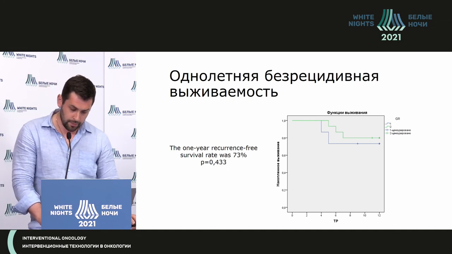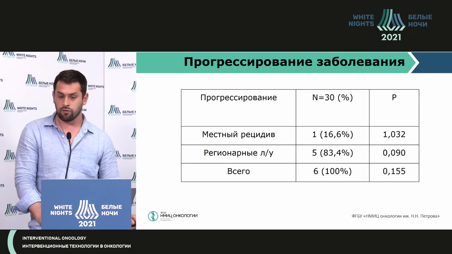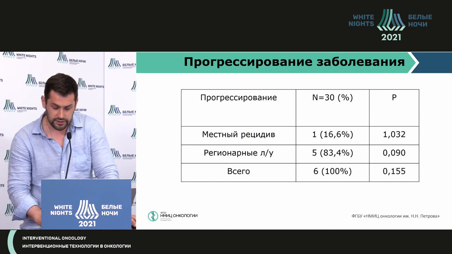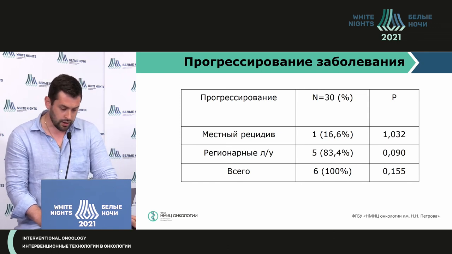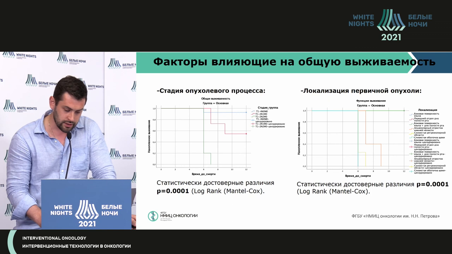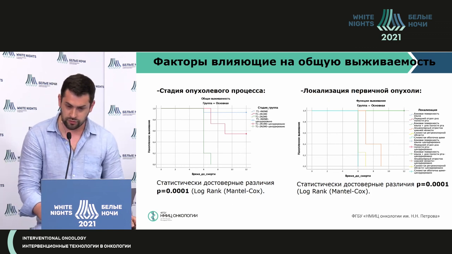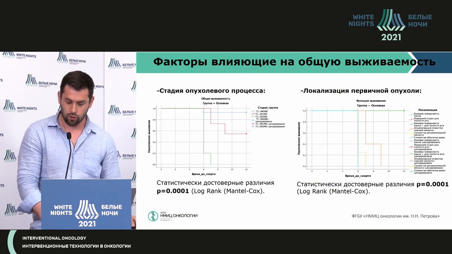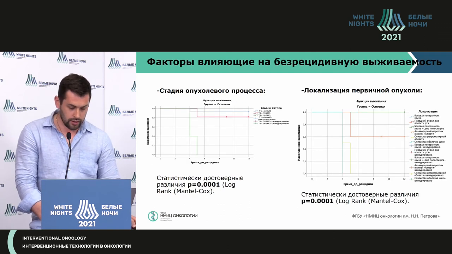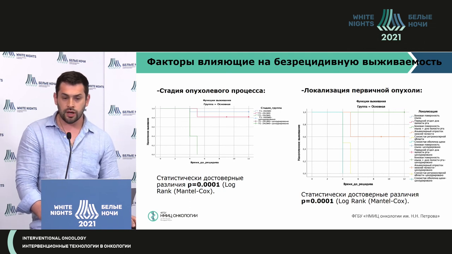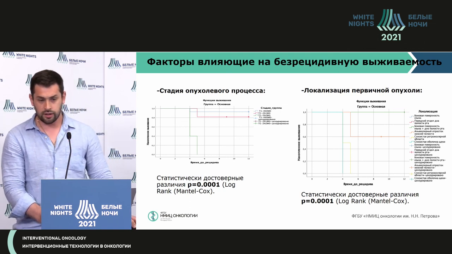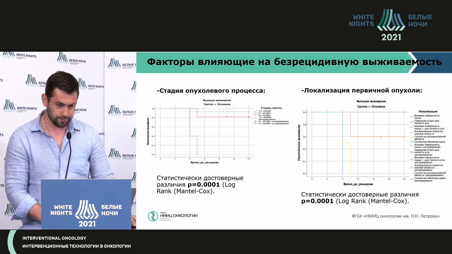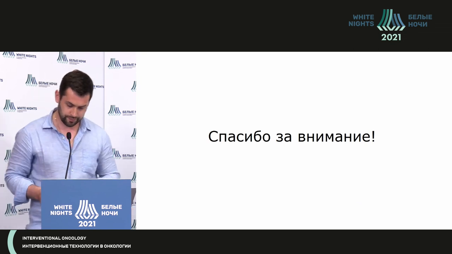Recurrence at progression was in 6 cases. Local recurrence just for one patient, and metastatic damage to regional lymphatic nodes in a number of patients. Factors which impact overall survivability are the tumor staging and localization of the primary tumor. And the factors which impacted relapse-free survivability are, again, the tumor stage and localization of the primary tumor.